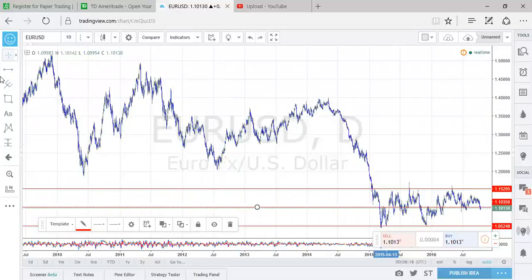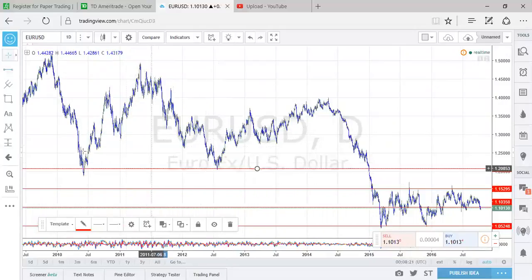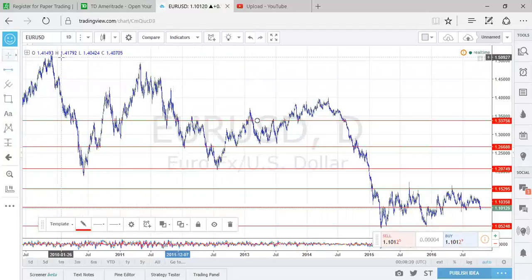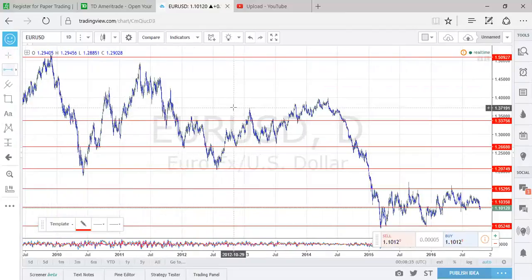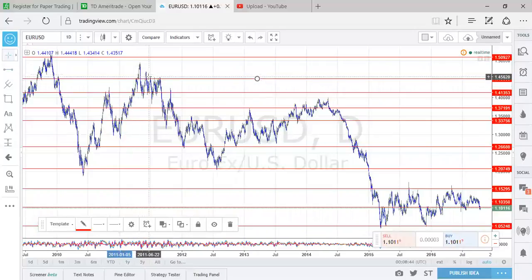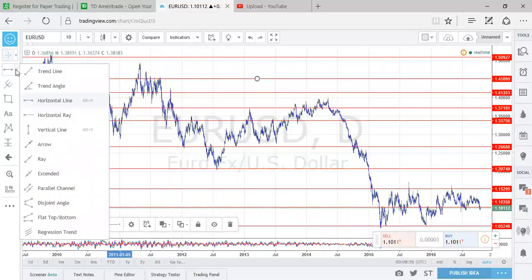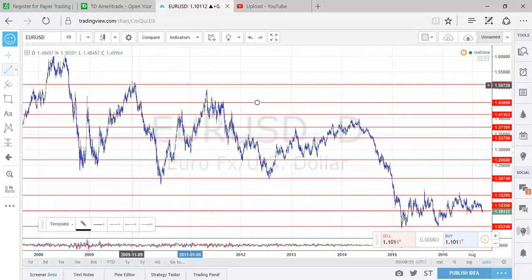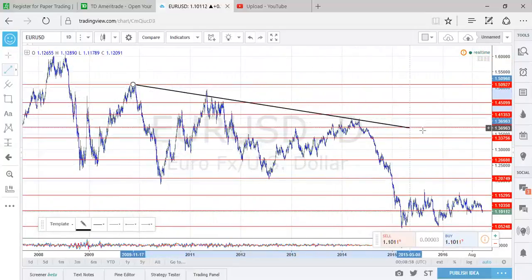Just find all of them. See how the market's respecting them. Understand where the market's moving. And it doesn't have to be perfect, you know. Sometimes the market doesn't respect things, but that's just how the market is. But for the most part, it respects everything. It respects structure, it respects levels.